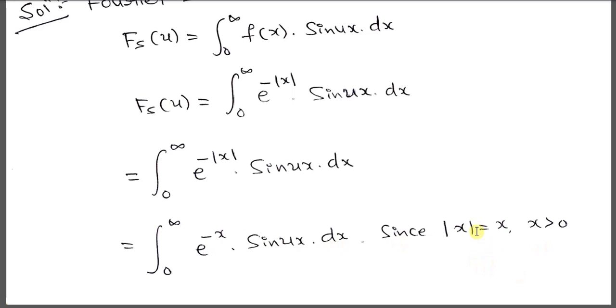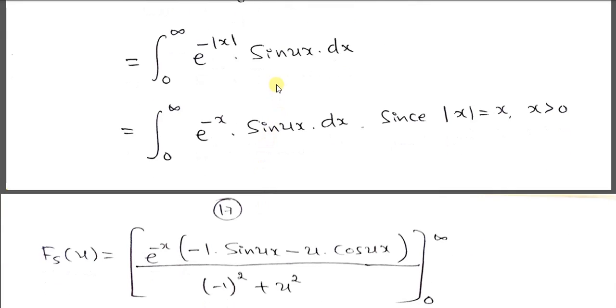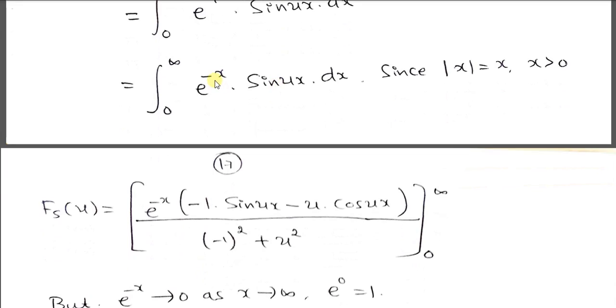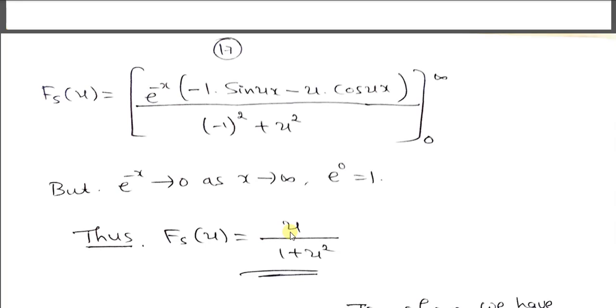The reason is very simple. When x is greater than 0, mod x can be written as x only, so there is no difference. Again, to integrate this, we have to use the formula for e power ax into sine bx, which we discussed in the last problem. Here the value of a is minus 1 and the value of b is u. Apply, simplify, and the upper limit is infinity, the lower limit is 0. Apply these two limits and you get the answer as u by 1 plus u square. So this is the first part.